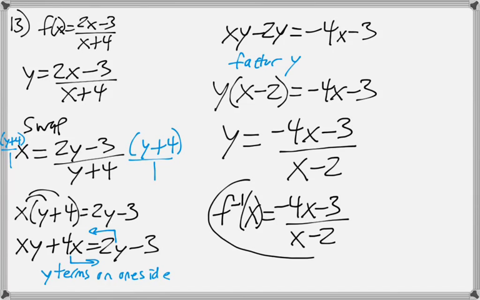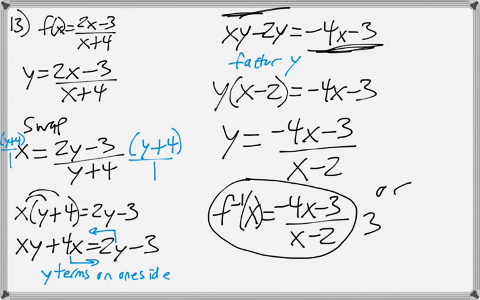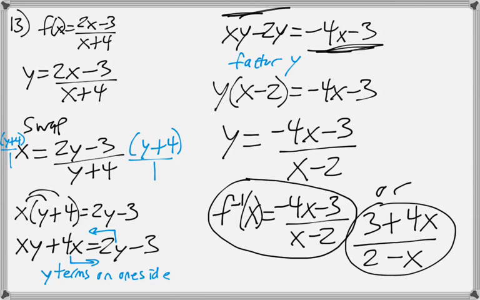And just like in the other inverse problems, there's multiple correct answers. Let's say you moved all the y's to the right hand side and all your x's to the left hand side. Then you could get the answer (negative 3 plus 4x) over (2 minus x). So again, notice how all of our signs are opposite here. So either one of these is okay for your answer.